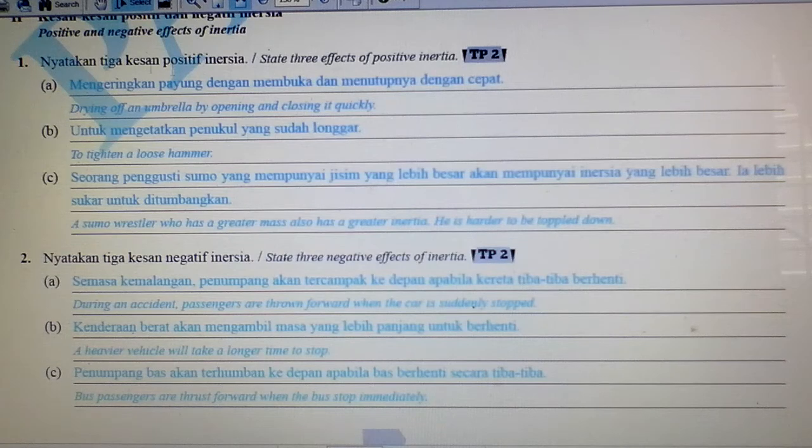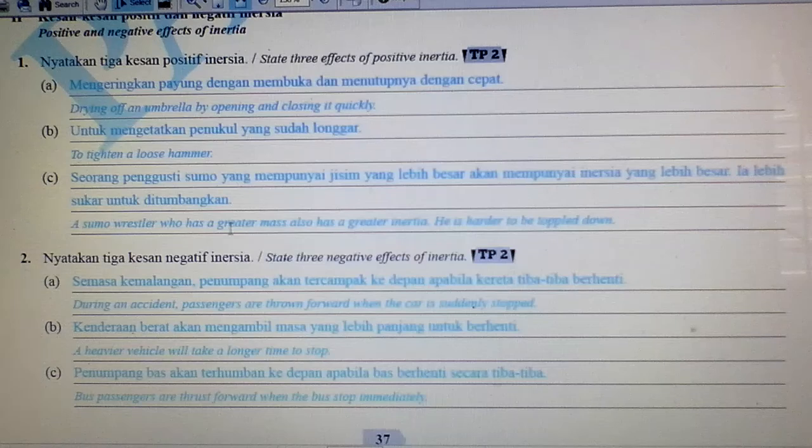Look at the first one. Number 1, 3 effects of positive inertia. A. Drying off an umbrella by opening and closing it quickly. Or you can just rotate the umbrella and let it stop suddenly, so the water droplets will come out or be removed from the surface of the umbrella. B. To tighten a loose hammer, you just knock the handle downwards, knock it on the table for example, the hammer head, which is heavier, still maintains its motion downward, thus tightening to the handle.